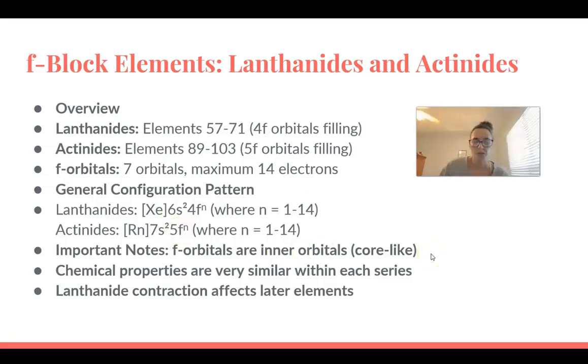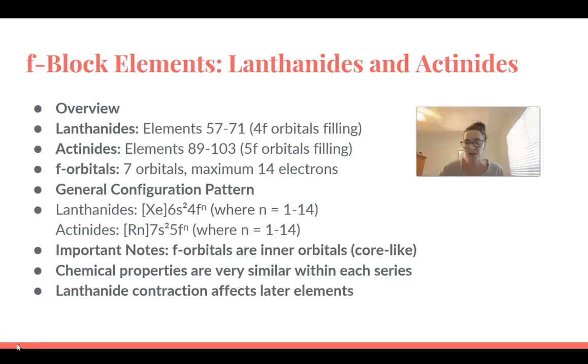So an important thing to note is that f orbitals are inner orbitals. So what does that mean? When we say f orbitals are core-like, that is because they're actually in the 3D configuration of an atom, kind of buried within the d sublevels. So this can cause different chemical properties of the lanthanides that are different from other transition metals and elements that come before them. And one of these properties is called lanthanide contraction.